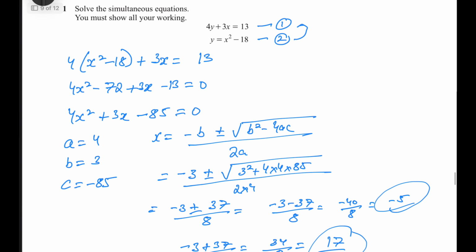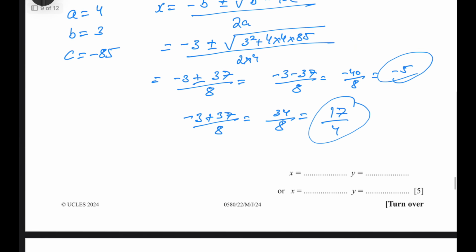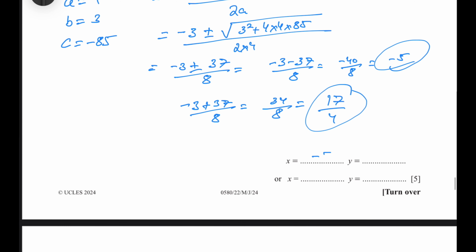So when x is minus 5, you can substitute over here. So y will be minus 5 square minus 18, which is actually 25 minus 18, and 25 minus 18 is 7. So y is 7. So one of the solutions is minus 5 comma 7.